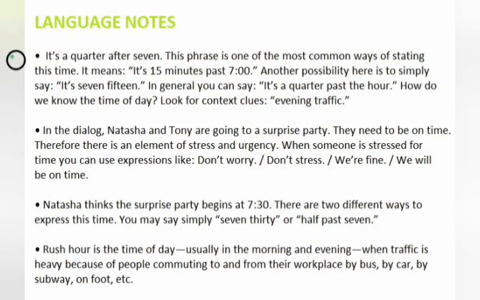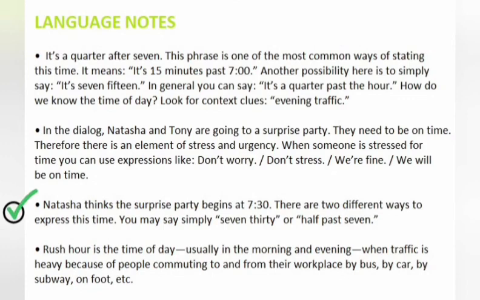How do we know the time of day? Look for context clues. Evening traffic. In the dialogue, Natasha and Tony are going to a surprise party. They need to be on time. Therefore there is an element of stress and urgency. When someone is stressed for time you can use expressions like, don't worry. Don't stress. We're fine. We will be on time.